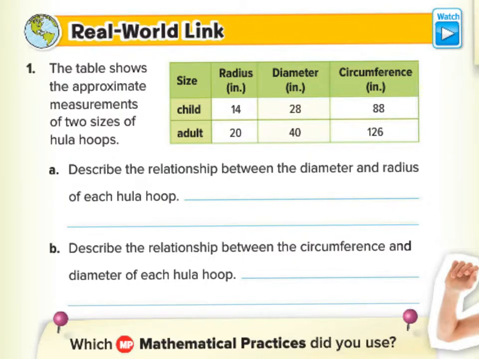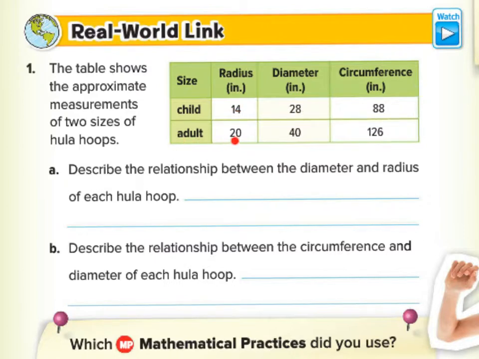Real world link. The table shows the approximate measurements of two sizes of hula hoops, so circles, right? A child's hula hoop has a radius, remember only half the circle, the distance from the center point of the circle to the outer part of the circle, of 14, and a diameter of 28 inches. Notice how the diameter is double the radius, because the radius only goes halfway through the circle while the diameter goes the full distance across the circle. That's the relationship between radius and diameter.